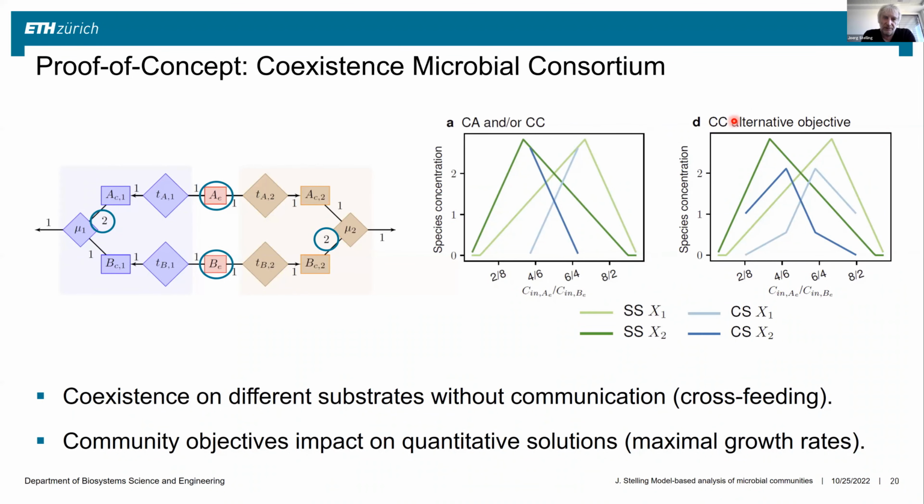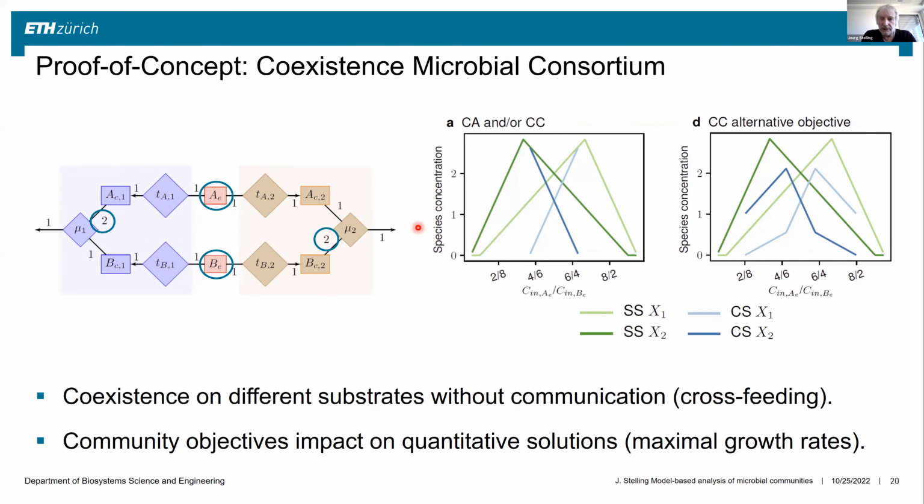We can also ask different scenarios. So for instance, can we achieve coexistence? In this particular case, different formulation here. We have different substrates, A and B, provided externally, and one uses more B and the other one uses more A, but they don't need to communicate. They don't need to cross-feed.